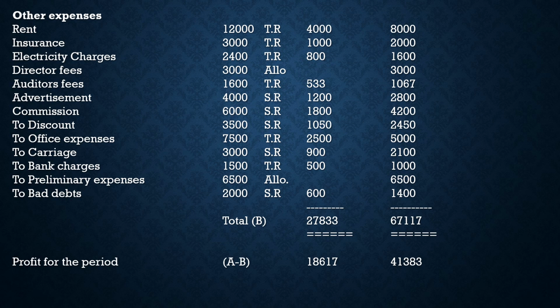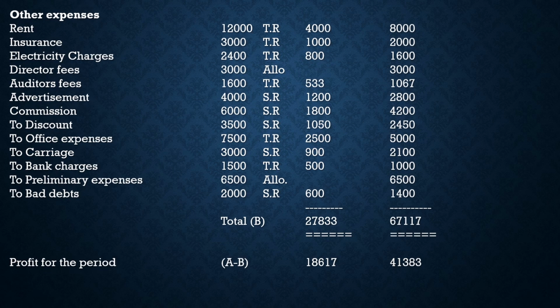27,833 for the first column. The second amount column, you will get 67,117. So the gross profit, the first column total A, the second column total B. When you subtract one from the other, you will get the profit for the pre-incorporation period is 18,617. And the post-incorporation period, the profit will be 41,383. Is it clear? So this is all about your sum number 9. Now we'll go to sum number 10.